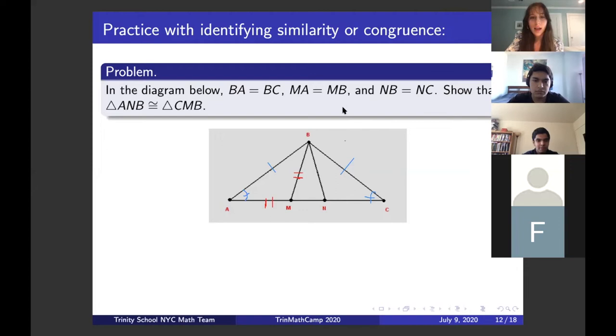Yeah, I'm seeing it in the chat a lot. It's isosceles. So we can say that this right here is congruent to this angle. And since we denoted this angle with this little indicator, I'm going to do the same right here and say, okay, this is congruent. Okay, next. NB equals NC. So we'll go with this. We'll do a totally different color.